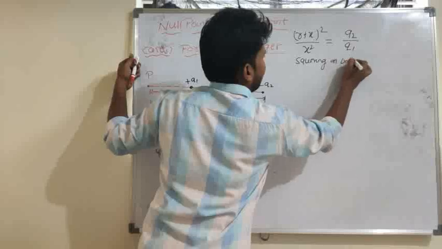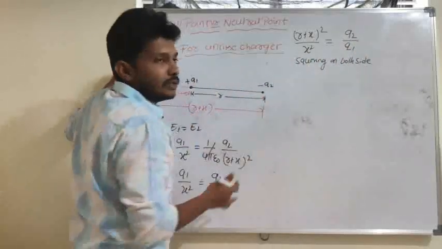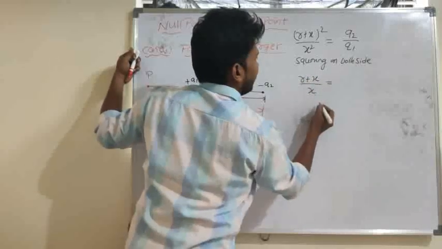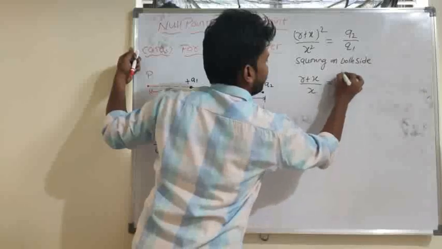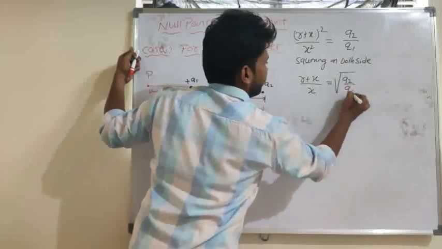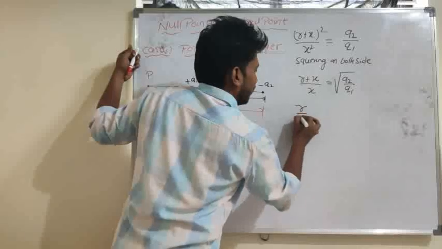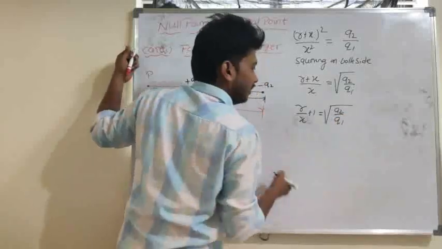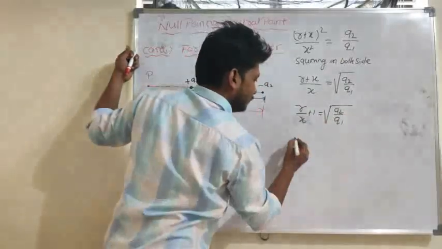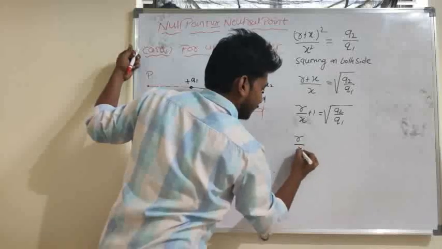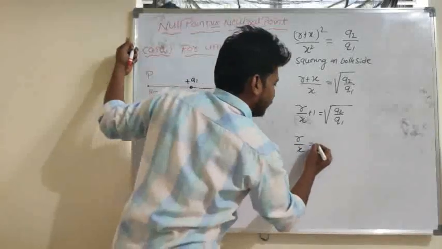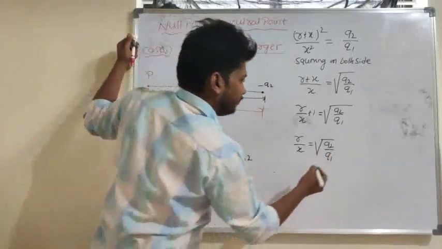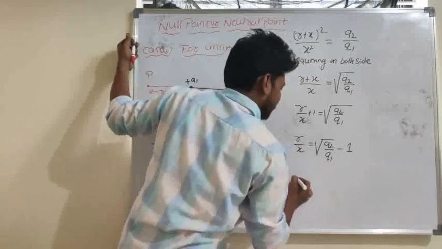what will be this equation? The equation becomes r plus x by x is equal to square root of q2 by q1. R by x plus 1 is equal to square root of q2 by q1. That plus 1 goes to the right side, so r by x is equal to square root of q2 by q1 minus 1.